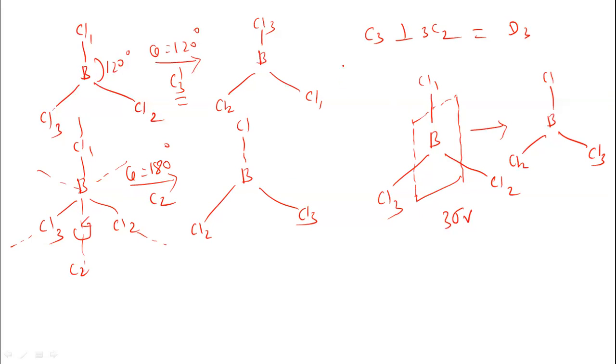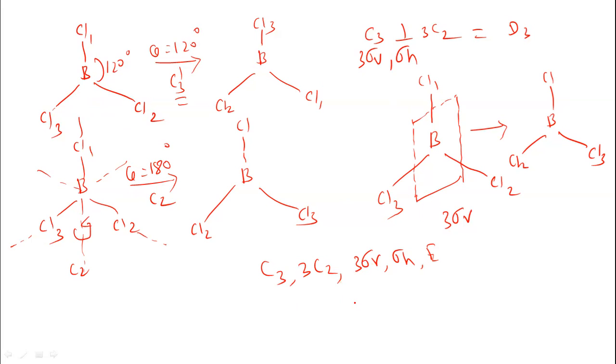So the boron trichloride molecule has 3 sigma v, and it has another plane of symmetry: a mirror plane perpendicular to the principal axis. This is C3, the principal axis. That mirror plane, perpendicular to the principal axis, is a horizontal plane of symmetry, so it has sigma h. So the symmetry elements in the molecule are C3, 3 C2, 3 sigma v, and sigma h. Identity is always there.